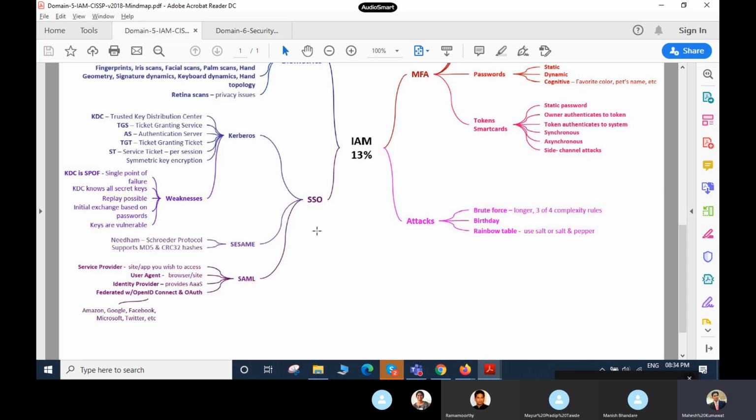So you need to brush up on all those things, how SSO is going to work. What is the architecture design of single sign-on? And in this SSO, we have some different services like Kerberos. How are things going to work? What are the use cases? What are the examples? And SAML. In SAML, we have different things available.